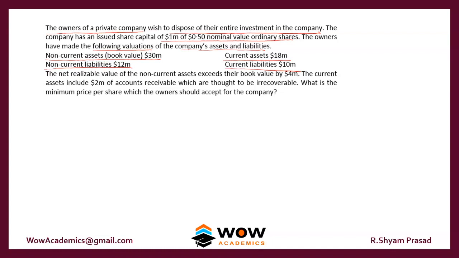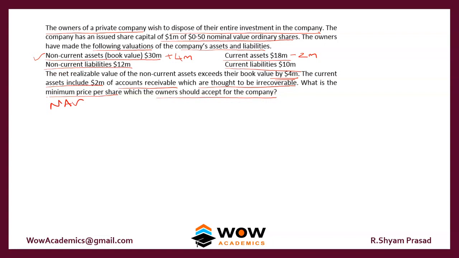They say that the net realizable value of non-current assets exceeds by 4 million. So it means add another 4 million here. The current asset includes 2 million of accounts receivable, which are thought to be irrecoverable. So that value is not going to be realized, so you can deduct 2 million. What is the minimum price which the owner should accept? Whenever they ask you the minimum price, they are asking you the NAV value.